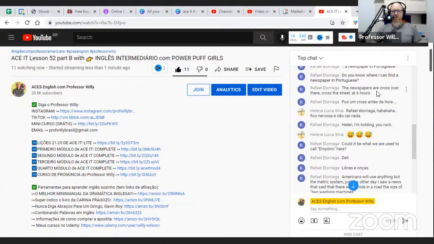Cross and across. So cross is the verb. To cross the street is to go from one side of the street to the other. Across means no outro lado da rua, or it can also be across the room, outro lado da sala, outro lado do quarto or anything.